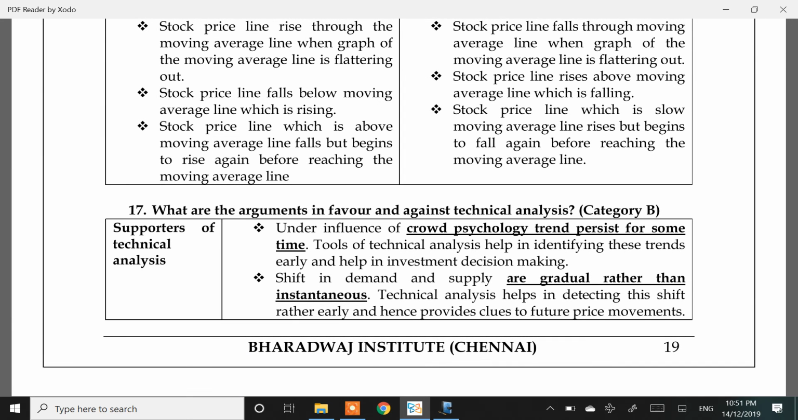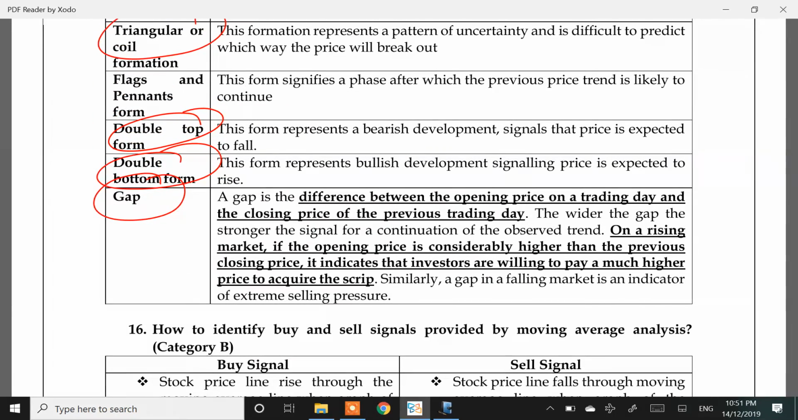Now, what are the arguments in favor of and against technical analysis? There are people who support technical analysis. There are also people who say we do not agree with technical analysis. Supporters of technical analysis basically say that there is a crowd psychology which normally persists for some time.